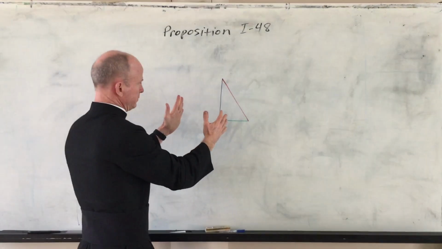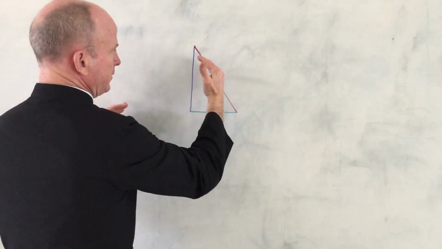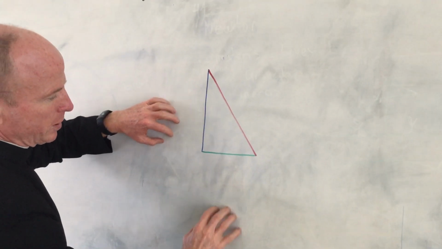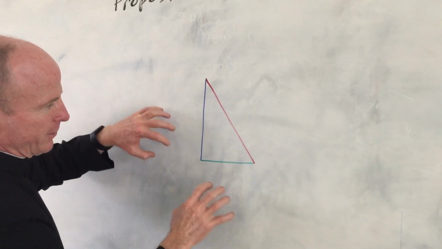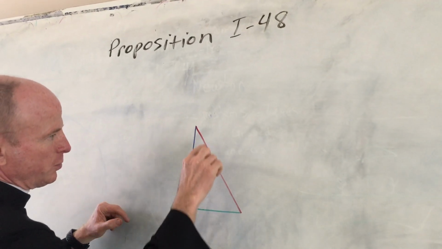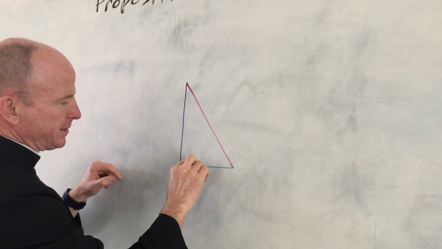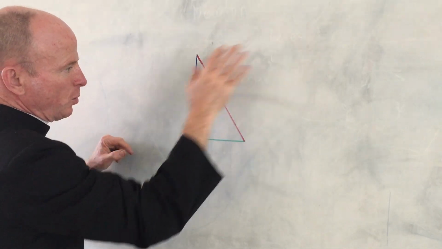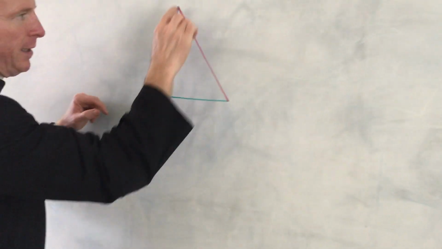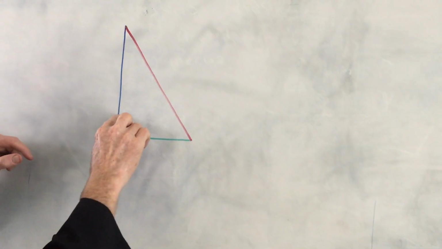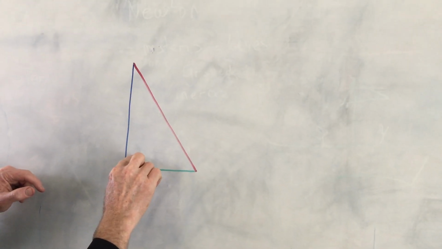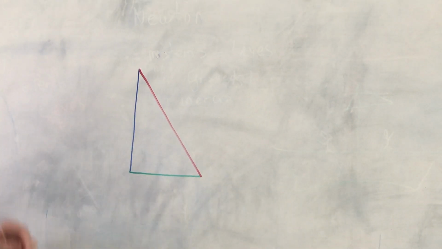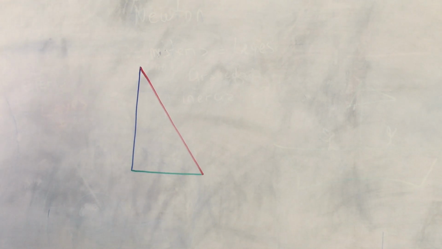Here we have our triangle. It's given that the square on one of the sides is equal to the squares on the other two sides added together. Thus, it is required to prove that this angle, which this side subtends, the one that has the big square equal to the other two little squares, is right. That is to say, this side subtends a right angle. Let us prove that, okay?